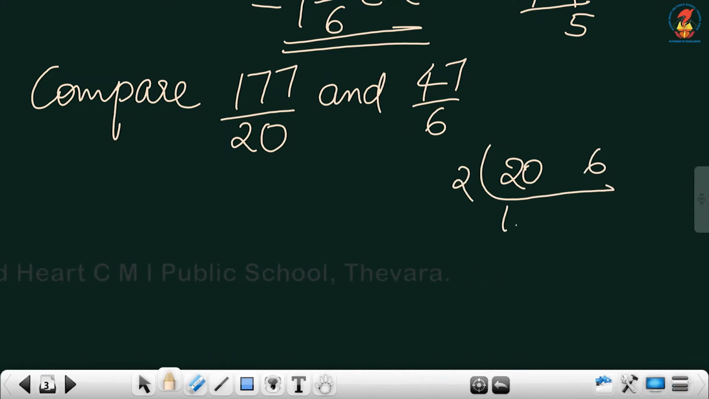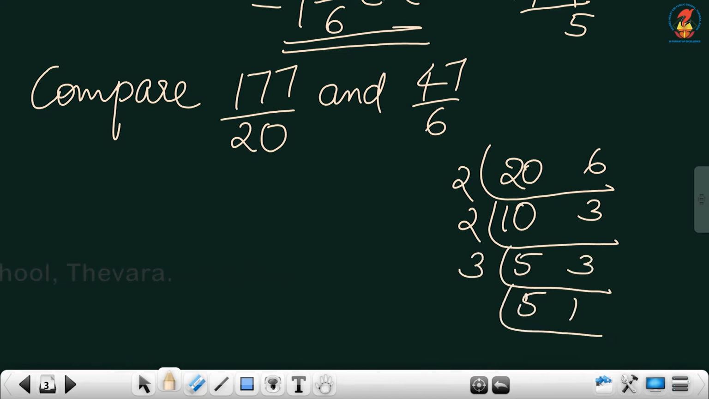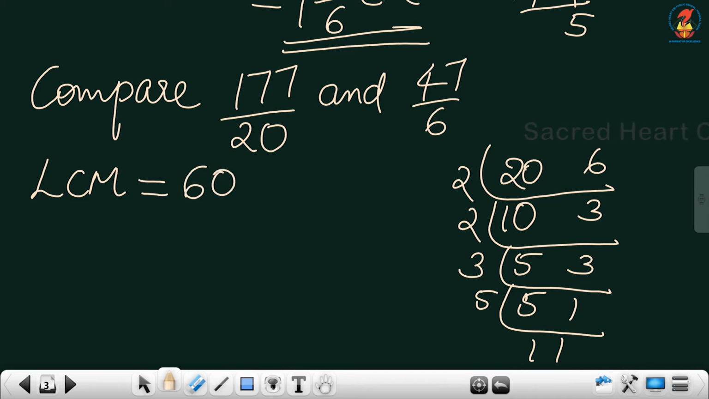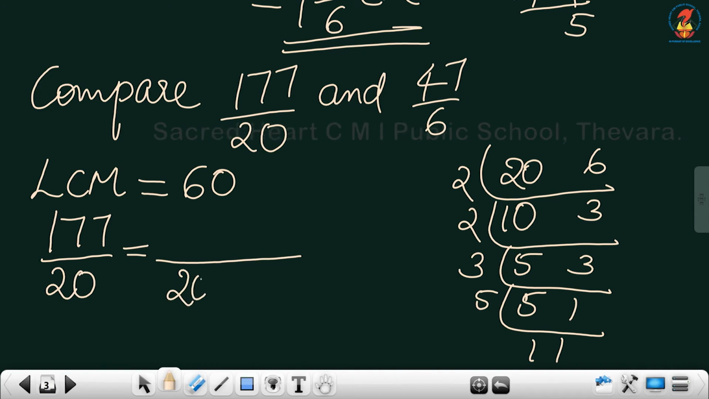What is the LCM? 2, 10, 3, again by 2, 5, 3, again 3, 5, 1, 5, 1, 1. So what is the LCM? 2 2s are 4, 4 3s are 12, 12 into 5 is 60. So what is the LCM we got? We got the LCM as 60. After finding the LCM, what is the next step? Take the first fraction, 177 by 20. Now again, 20 into which number will give the answer 60? 20 into 3 will give the answer 60.